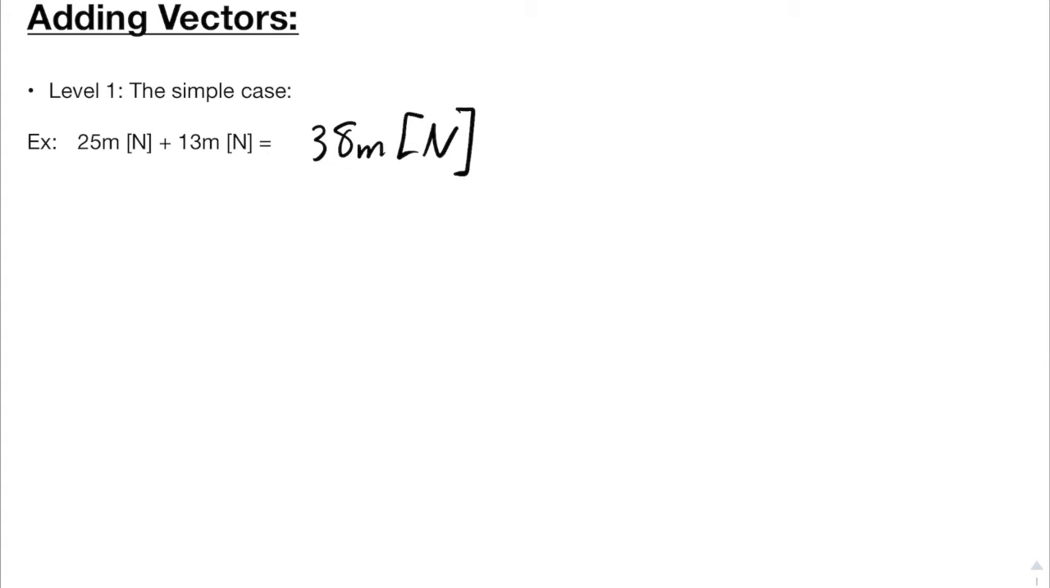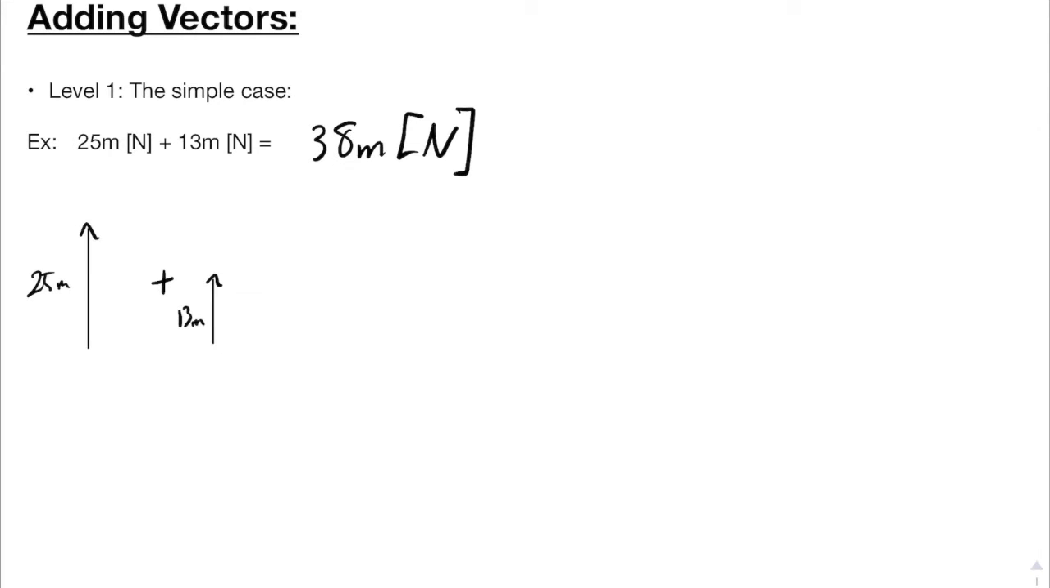Another way to do this question is by an arrow diagram. An arrow diagram is when you draw vectors as arrows that point in the direction, where the length of the arrow corresponds to the size of that vector. So here in this example, another way to write 25 meters north plus 13 meters north is to draw a vector pointing north that is equal to 25 meters plus a smaller vector that is also pointing north equal to 13 meters.